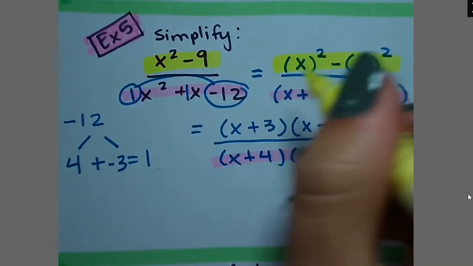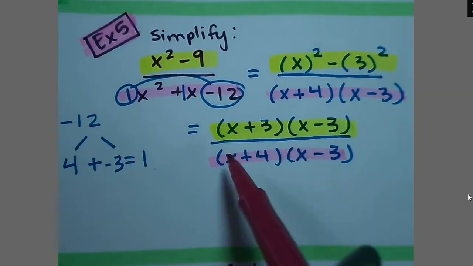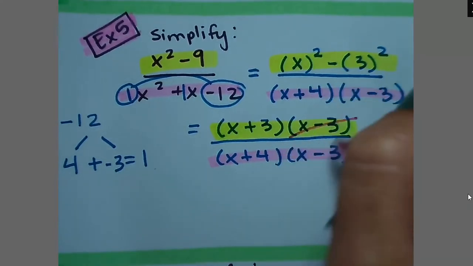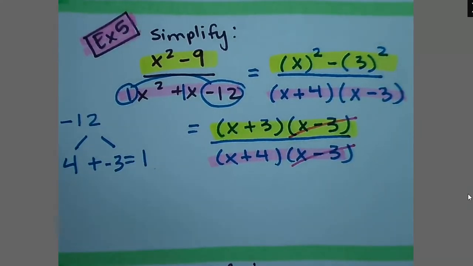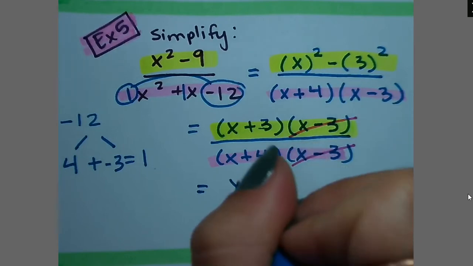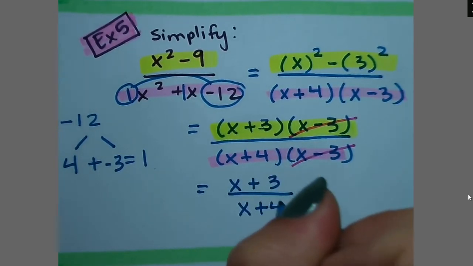So hopefully you can now see that this is all factored, and we can begin to cancel things out. There is no x plus 3 on top and bottom, so we can't cancel that out. But there is an x minus 3 on top and bottom, so we're going to cancel that out. And there is no x plus 4 on the top. So our answer here is just going to be x plus 3 divided by x plus 4.